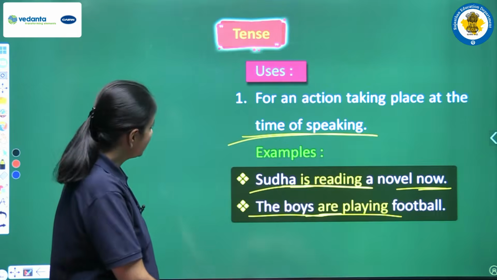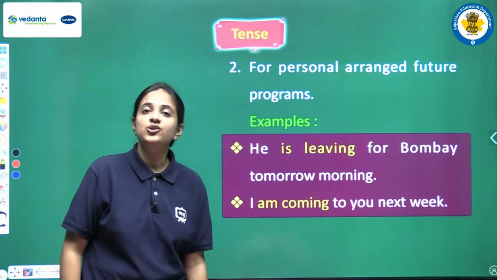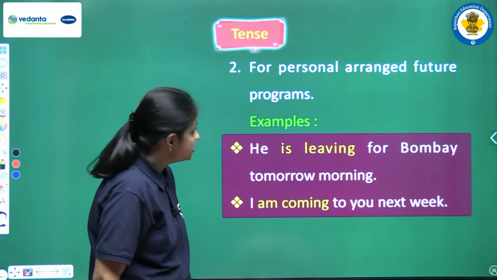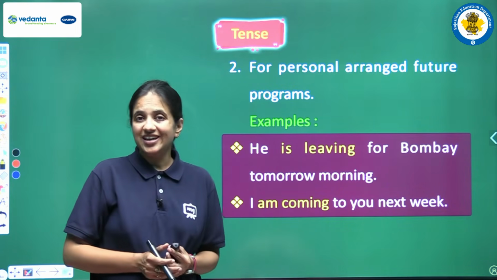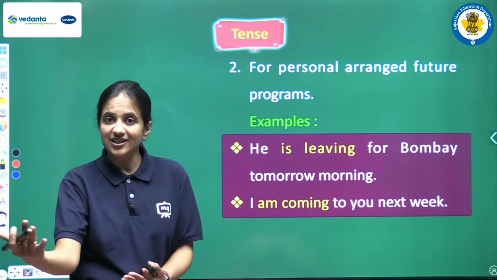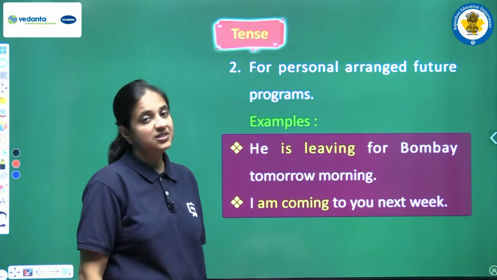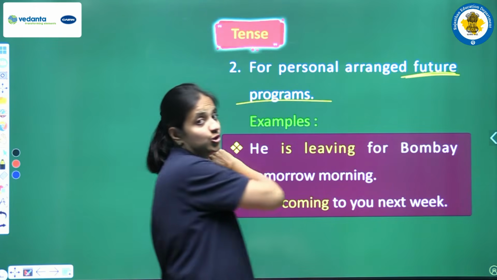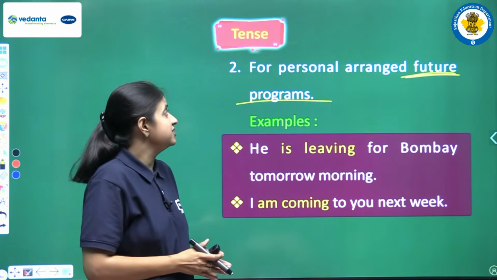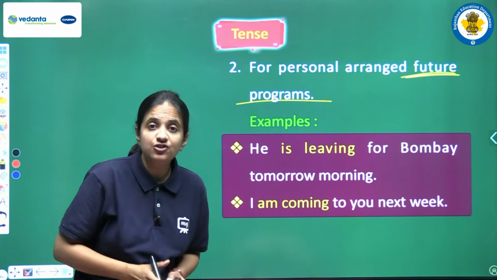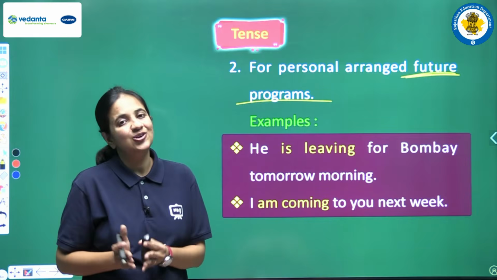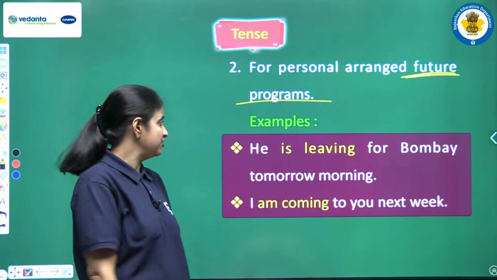Clear? Next, we can see the second use of present continuous tense. So let's read: for personal arranged future programs. The name of the tense is present continuous tense, but sometimes this tense is used to show future programs also, those programs that are personally arranged future programs. So yes, in those cases we can use present continuous tense. How? Let's see some examples.